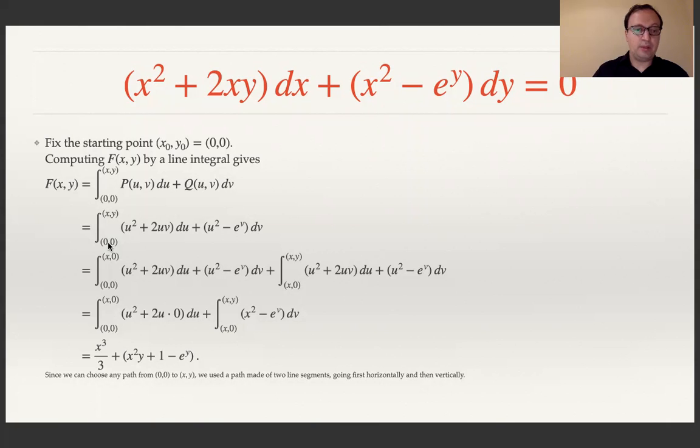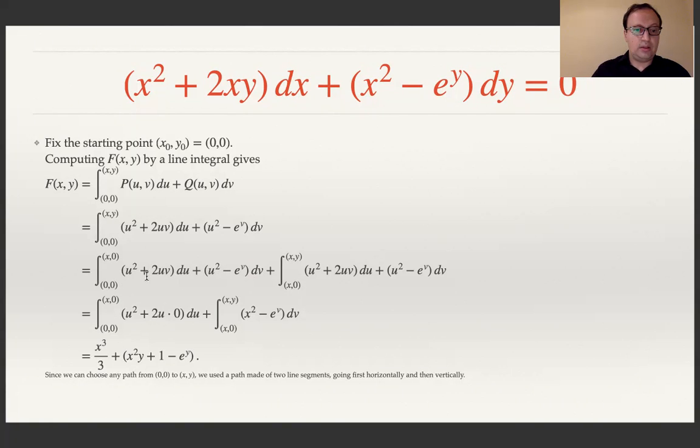So let's again make a very simple choice. We could make a straight line path, but this is even simpler. We make a path from two segments. We first go horizontally from the point (0, 0) to the point (x, 0), and then we go vertically from the point (x, 0) to the point (x, y). And this makes the computation very simple. So again, this path integral now becomes the sum of the integrals along these two line segments. And the first line segment is completely horizontal.